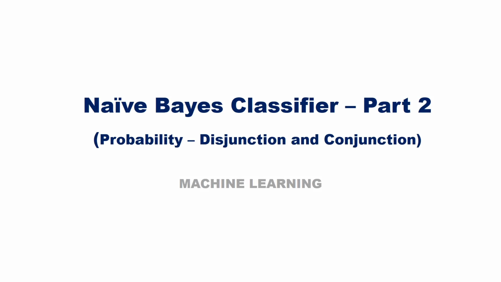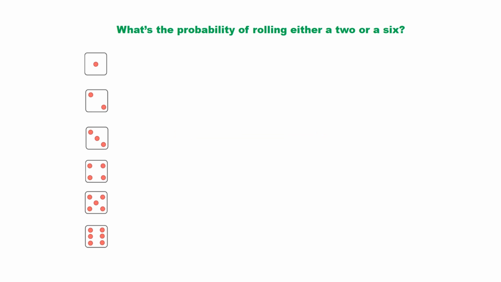In this video, let us continue our discussion on probability. First, we will look at the disjunction rule. If A and B are two events, what is the probability that either A or B occur? Let us consider the example of dice roll. What would be the probability of rolling either a 2 or a 6?